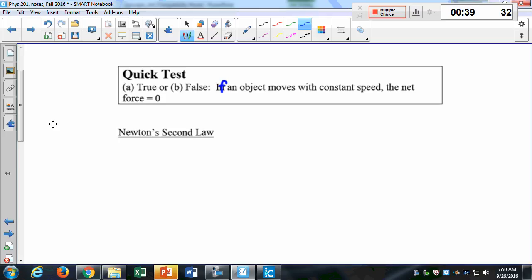All right, ask your neighbor, think about what this statement is saying, and think about how it jives with Newton's first law. This says if an object is moving with constant speed, then the net force on that object is equal to 0. There's one Newtonian way to think about this, and then there's an Aristotelian way to think about it. I'm going to stop at 115.